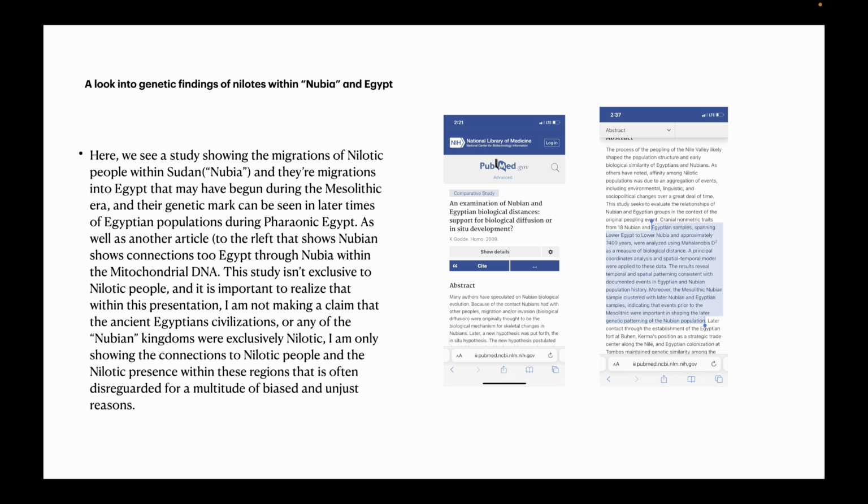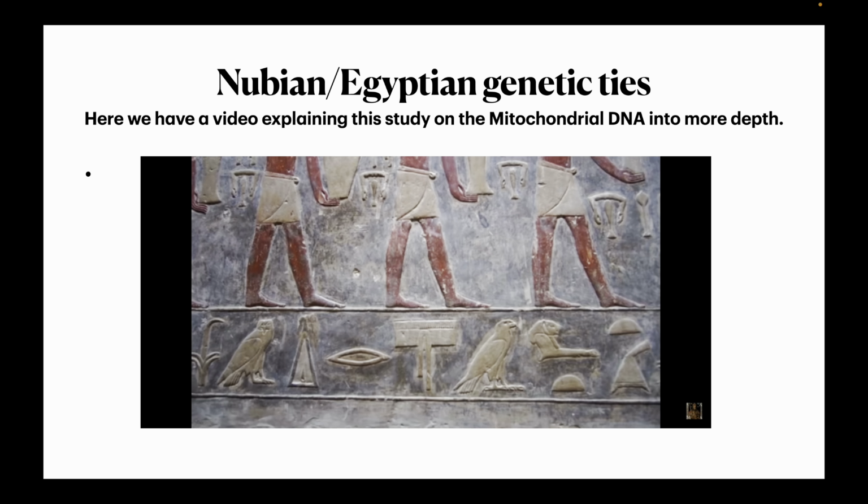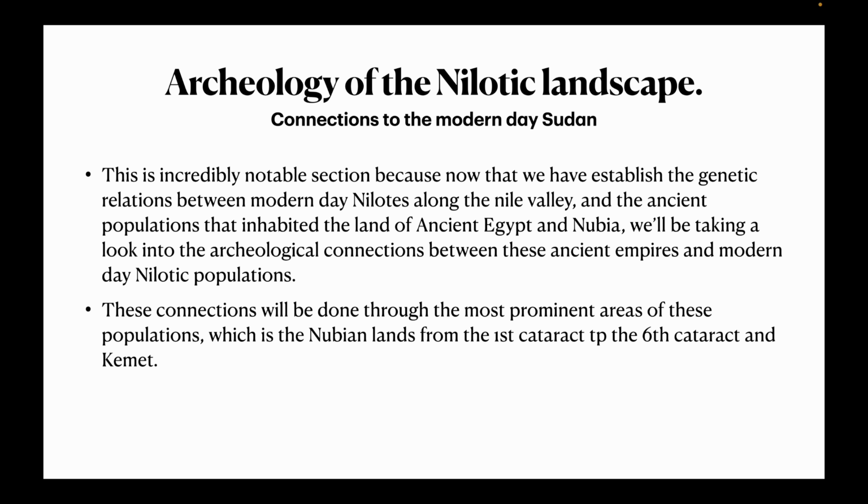Craniometric traits from 18 Nubian and Egyptian samples, spanning from Lower Egypt to Lower Nubia, approximately 7,400 years, were analyzed as a measure of biological distance. There was also some DNA that may have been included as well. Principal coordinates analysis, spectral model. The results reveal temporal spatial patterning consistent with the documented events within Egyptian and Nubian population history. Moreover, the more important part is that Mesolithic Nubian samples clustered with later Egyptian samples, as you can see right there. Very verbatim. So now we're going to take a look into the archaeology.